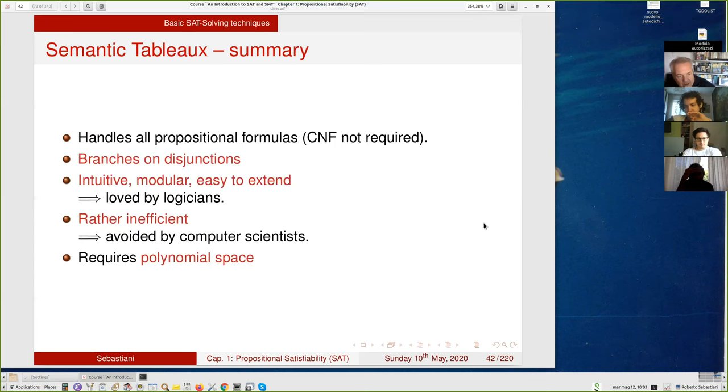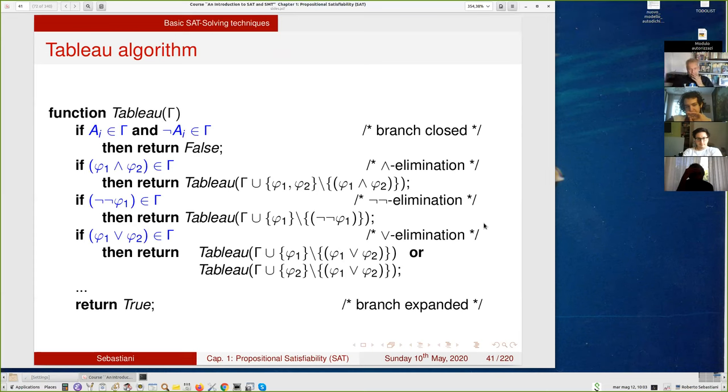Okay, so the algorithm works as follows. Again, you have a set of clauses. If both a Boolean variable and its negation occur in gamma, then you can conclude false. This branch is closed. Otherwise, if phi1 and phi2 belong to the formula, then you can add phi1 and phi2 and drop phi1 and phi2. If you have the double negation, then you can drop the double negation and add the one without the double negation. And then you invoke recursive tableau on the result, of course.